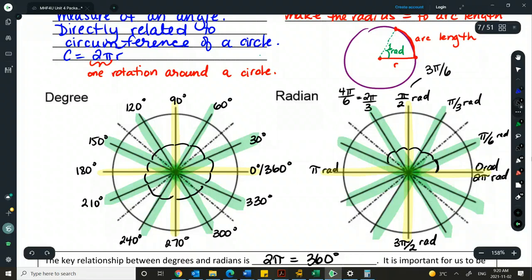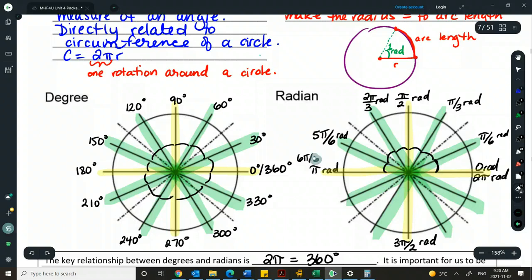Next slice will be 5 pi's over 6. So 5 pi over 6, that one doesn't need to be reduced, right? That one's already reduced. Next slice, I'm just counting, right? So 6 pi over 6, this reduces to pi. That one's already filled out. We don't need that one again. So these ones I'm just going to erase. We don't need them. So 6 pi over 6, keep that in your mind.